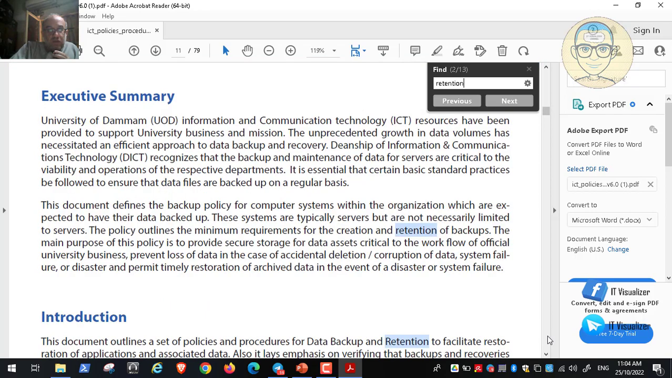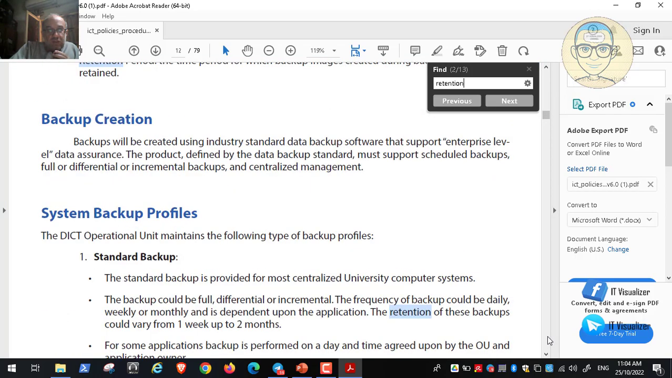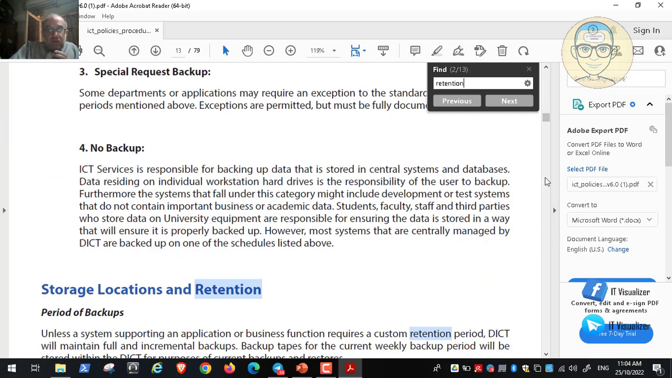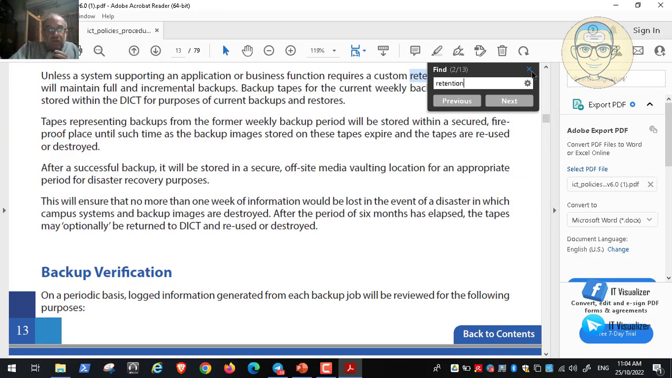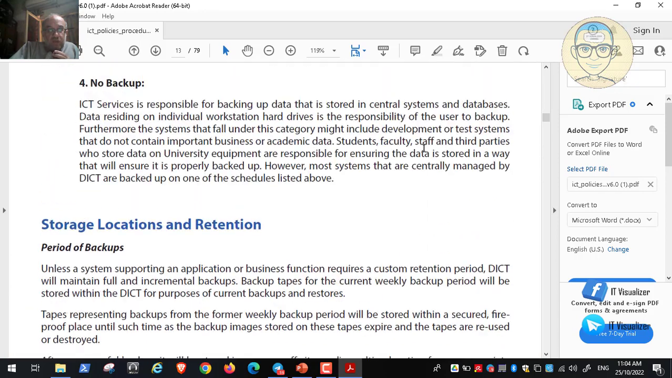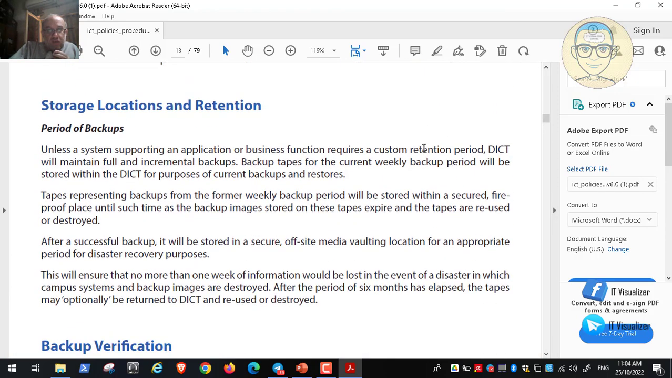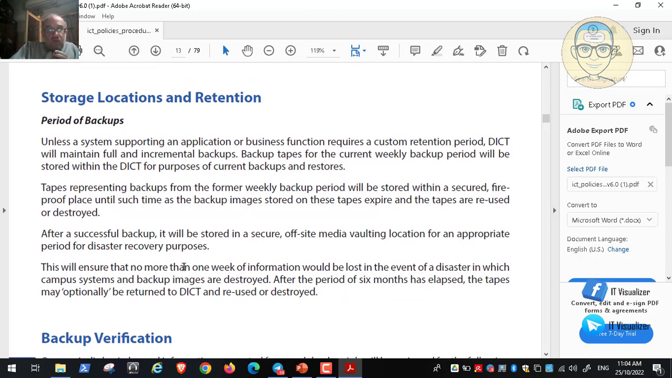Let me go further. This is in the backup section, so let's see the standard. Here it says that the retention, I think this is in the backup. So backup verification, let me go further, periods of time. Okay, storage location and retention. It says, for example, that you should ensure that no more than 1 week of information would be lost in the event of a disaster in which campus and backup images are destroyed. Okay, and once the period of 6 months has elapsed, the tapes may optionally be returned to DCT or reused or destroyed.